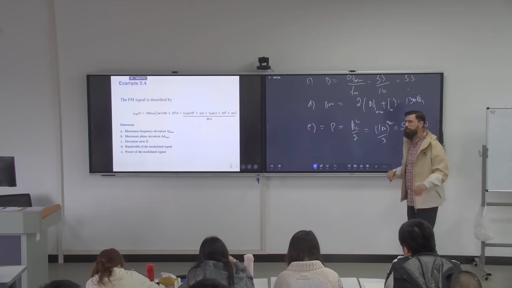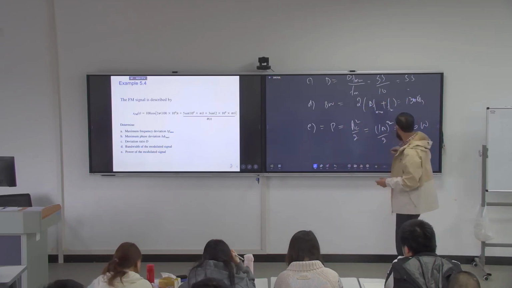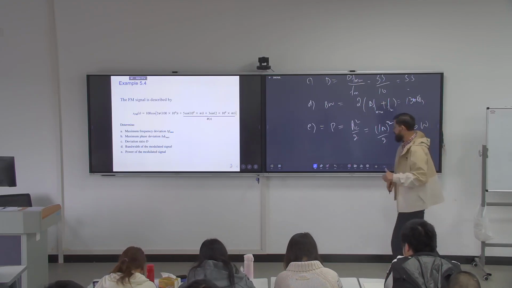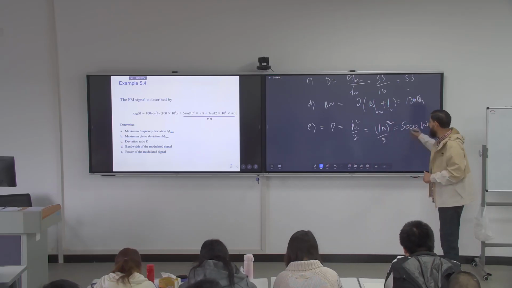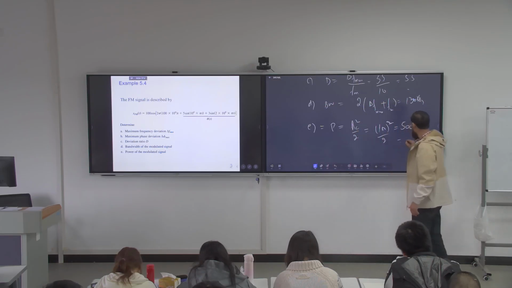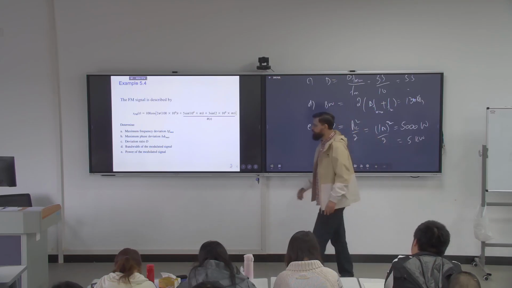And in the exam, never forget to write the unit. If you are not writing the unit, you will get -1. Never, ever forget to write the unit. So 5,000 watts or 5 kilowatts, right? There you go. We've done the question.